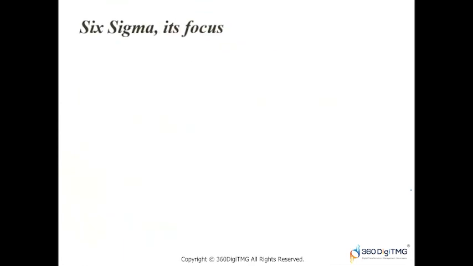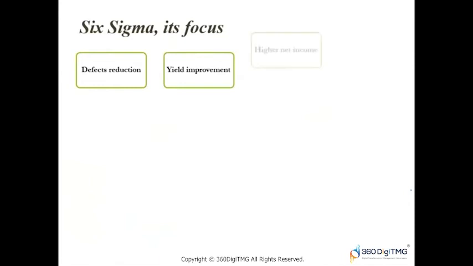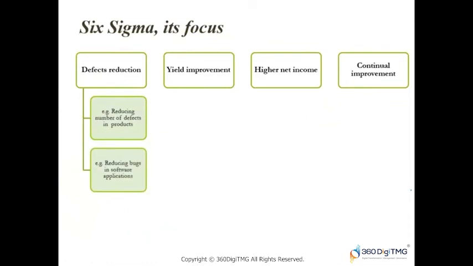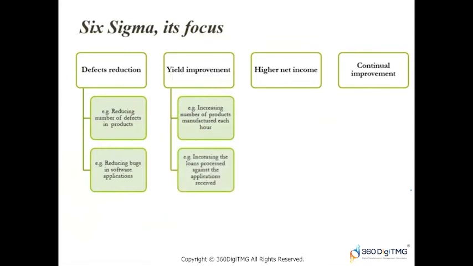All right, let us look into where Six Sigma focuses a lot. Six Sigma focuses a lot on reducing the defects, improving your yield significantly, increasing your net income, and continual improvement. That's the most important part. It will help you reduce the number of defects in your products. It will help you reduce the bugs in the software applications. It will help you increase the number of products manufactured each hour. It will help you increase the loans which are processed against the loan applications which are received. It basically improves the productivity of your employees as well by improving your processes.